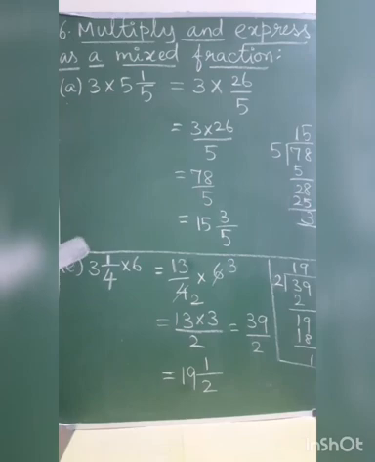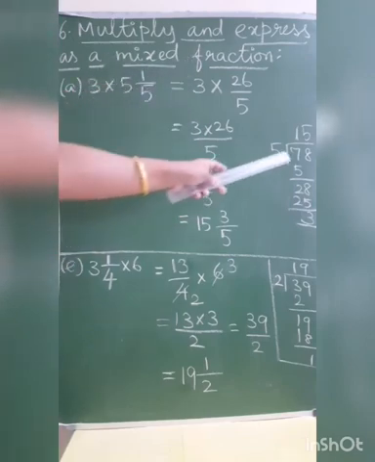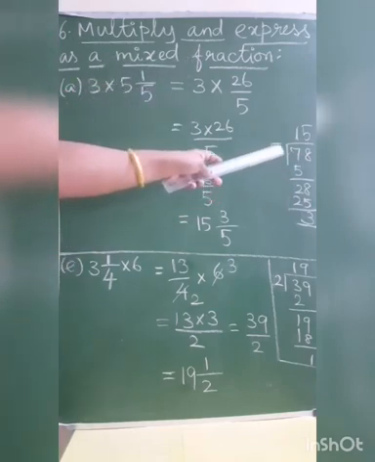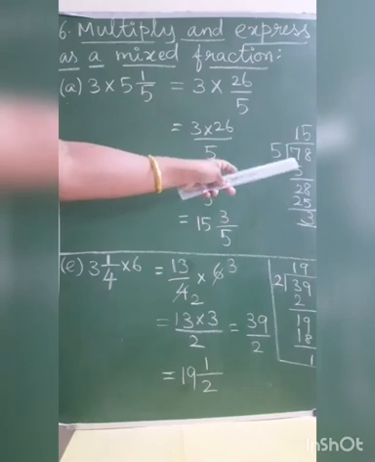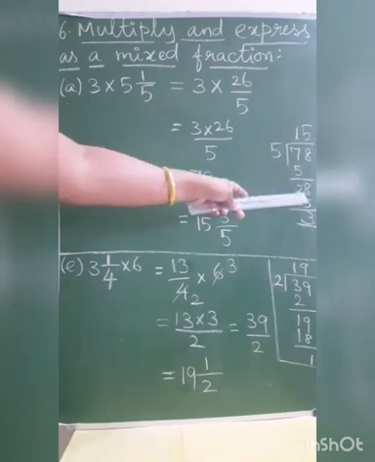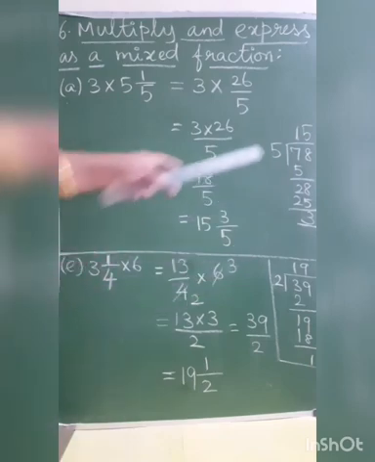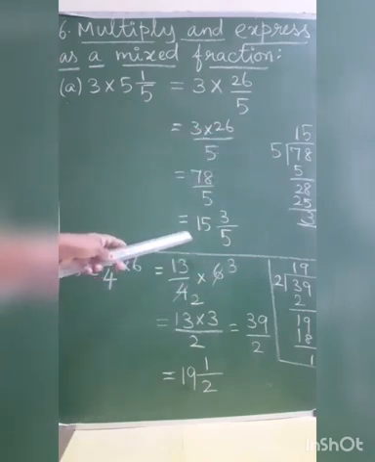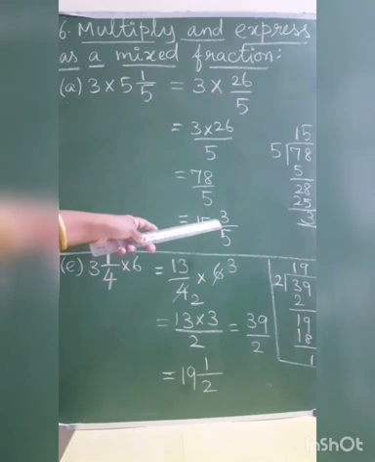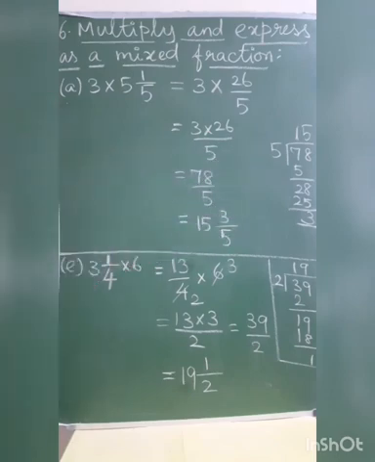So it is an improper fraction, so change it into a mixed fraction. So 78 divided by 5. 1 5 is 5, 7 minus 5 is 2. The next number is 8, so 5 5s are 25, and the remainder is 3. So the quotient 15 is your whole number, 3 is your numerator and 5 is your denominator. Finally the answer is 15 3 by 5.